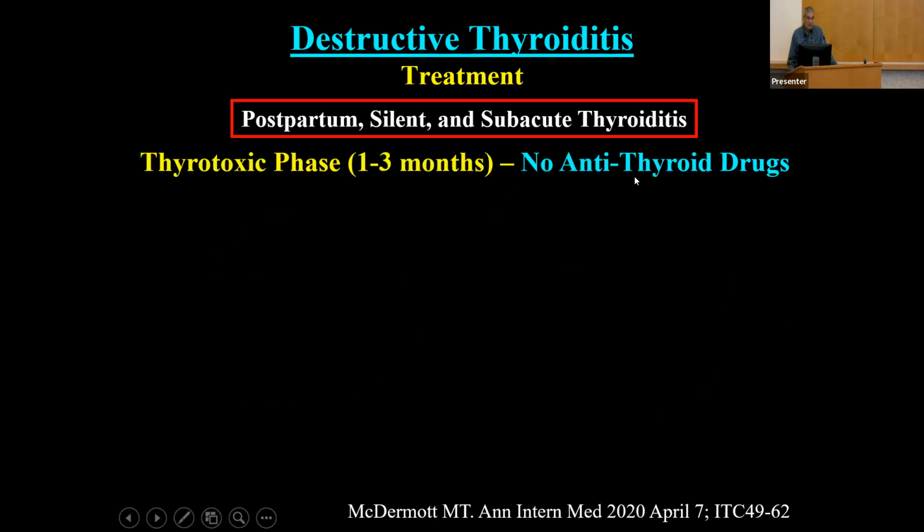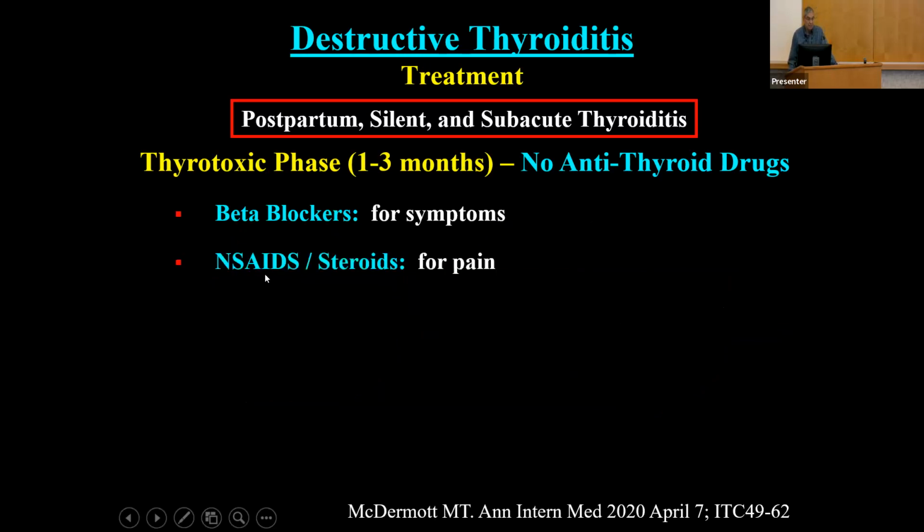The first thing is don't use antithyroid drugs. They're not producing thyroid hormone. The antithyroid drugs work by inhibiting thyroid hormone synthesis, and these people are not synthesizing hormones. So you're not going to do any good, and you might be exposing them to some toxicity. During the thyrotoxic phase, we use a beta blocker to treat their symptoms of thyrotoxicosis. And if they have pain, a nonsteroidal anti-inflammatory drug usually works, but in some cases, you need to progress and give them a short course of steroids.